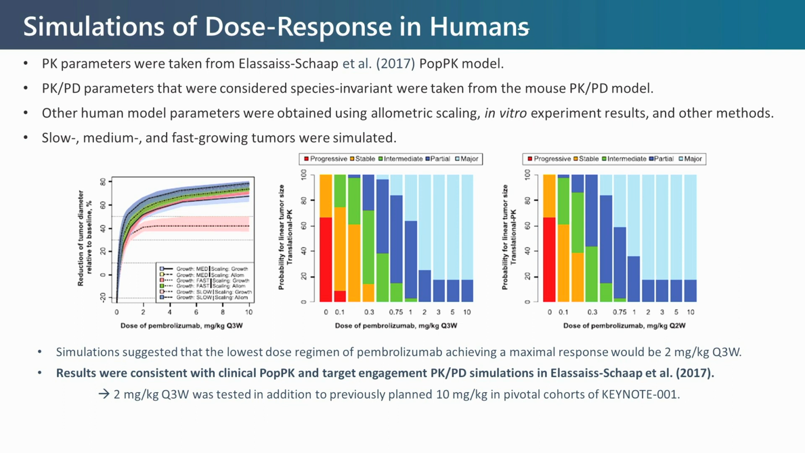Some PK/PD parameters were considered species invariant, and the values from the mouse PK/PD model were used for these. Other parameters were obtained using a variety of methods, including allometric scaling and in vitro experiments. Multiple scenarios for the rate of tumor growth were considered in order to cover a wide variety of possibilities. So slow, medium, and fast-growing tumors were simulated.